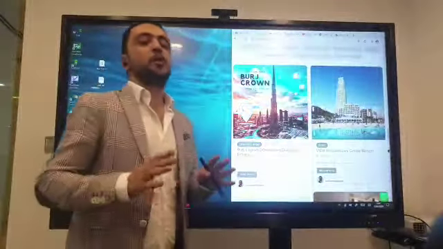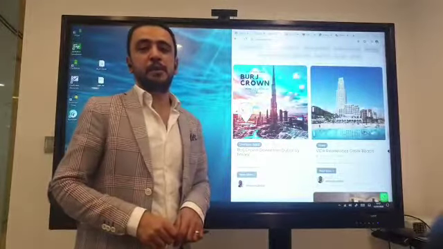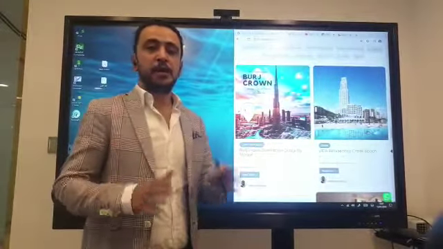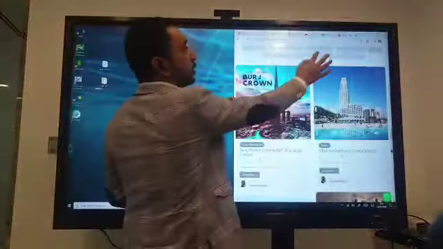Hello and welcome to this overview on the new project announced by Emaar Properties, Burj Crown at the heart of downtown. So let's start with the exact location of the project.